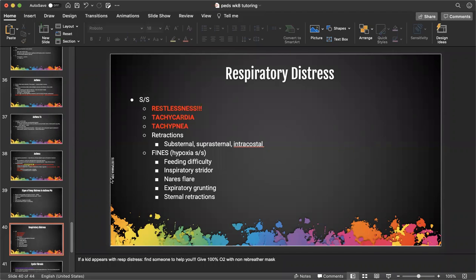So make sure, I don't know how many times I can emphasize, make sure you know the FINES signs and symptoms. It's really going to help you out when identifying if your child is going into respiratory distress.